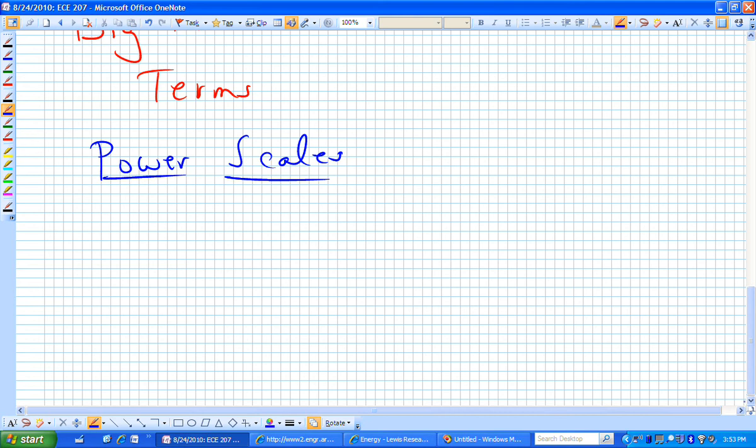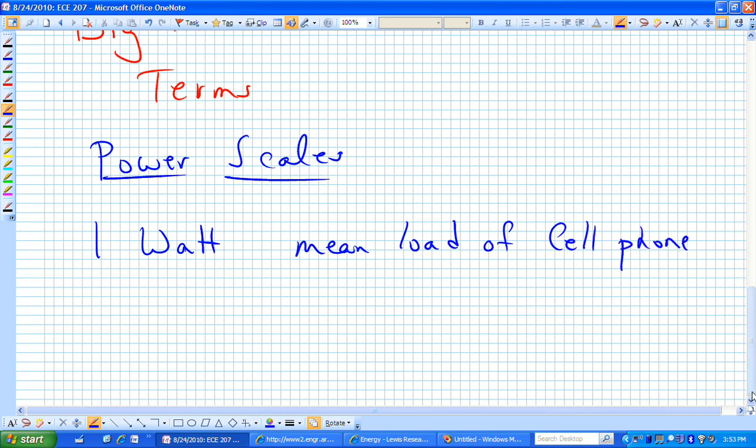Power scales. Cell phones. Let's just assume in round numbers that a cell phone consumes 1 watt. When they transmit, they may transmit at 600 milliwatts or 0.6 watts, or it may crank up and go to 3 watts. Let's just take an average and say 1 watt for the mean load of a cell phone. 1 watt. So that's how much power a cell phone uses.